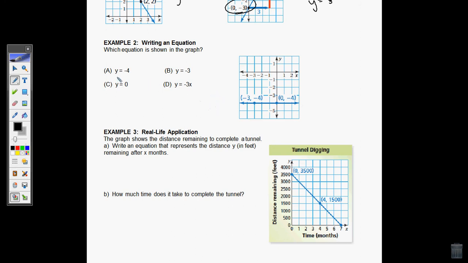Well, all of these say y equals something, so that's a good start. Horizontal lines are equations that say y equals. Vertical lines say x equals. So at least we're on the right track with y. But let's see. This one right here, the fact that the 3 is attached to the x, that's telling me that there's a slope of negative 3. There's not a slope of negative 3. It's a horizontal line, which means there's a slope of 0.